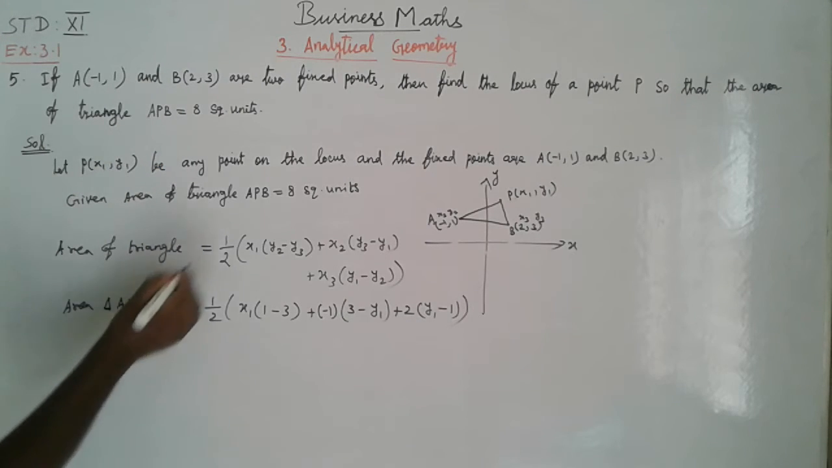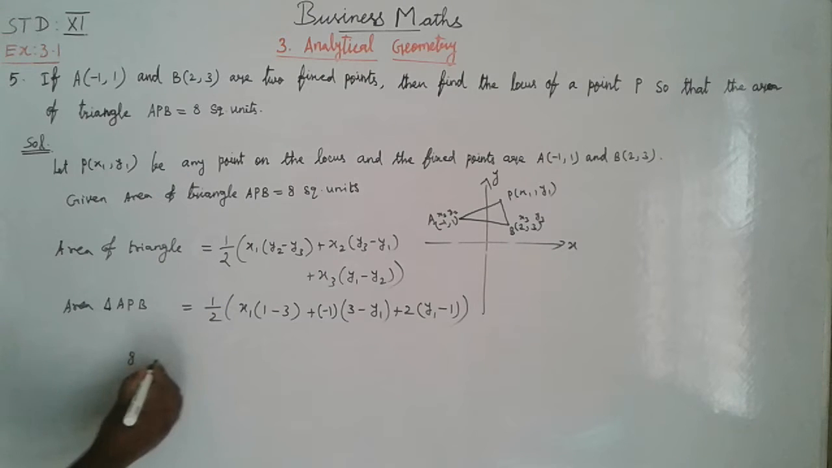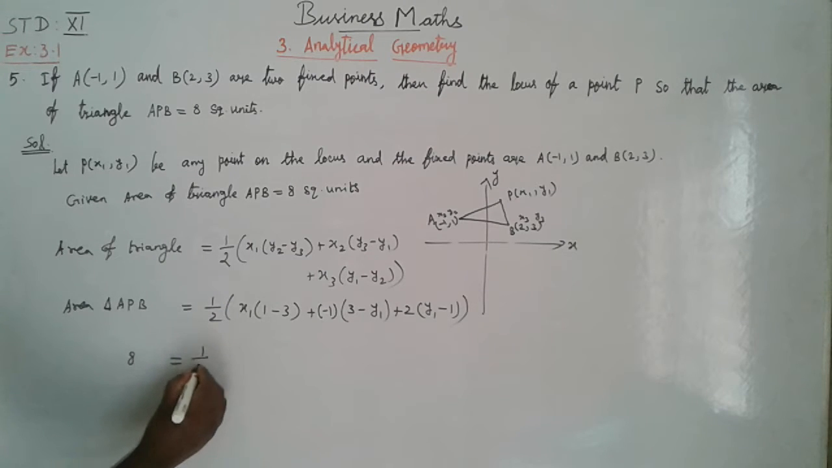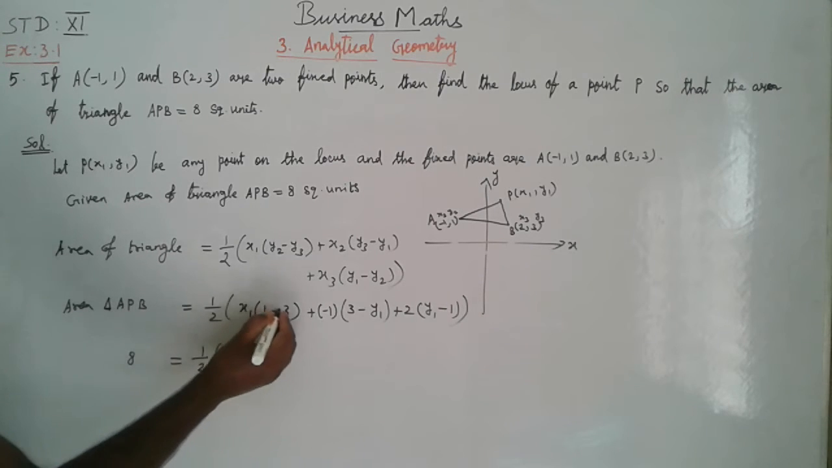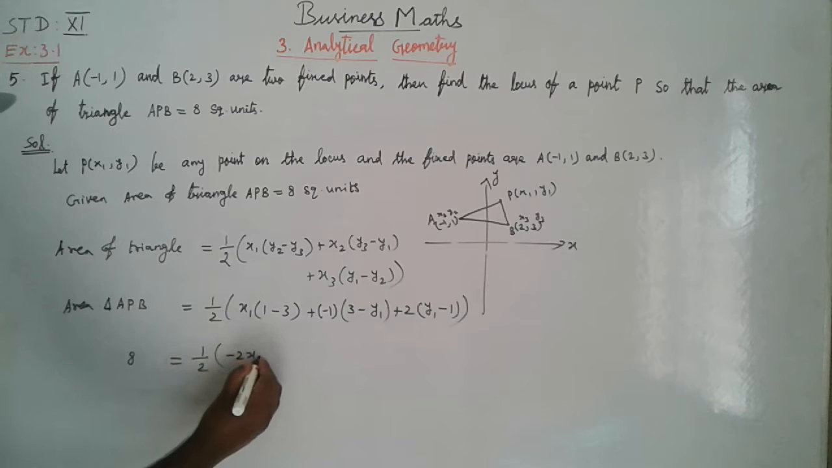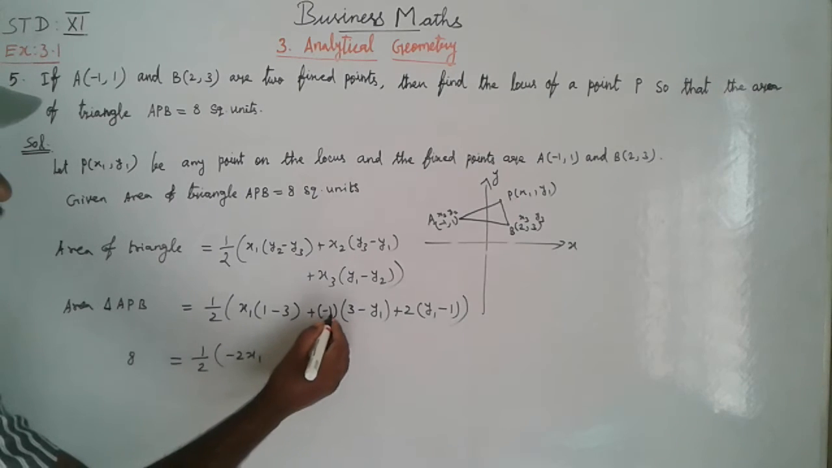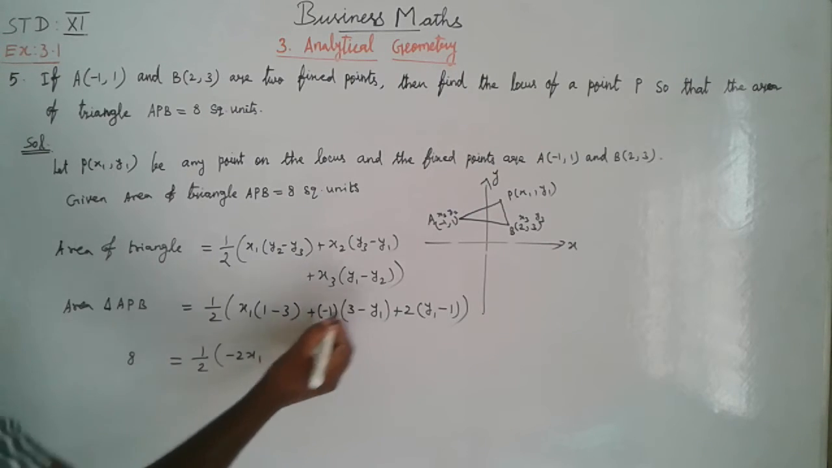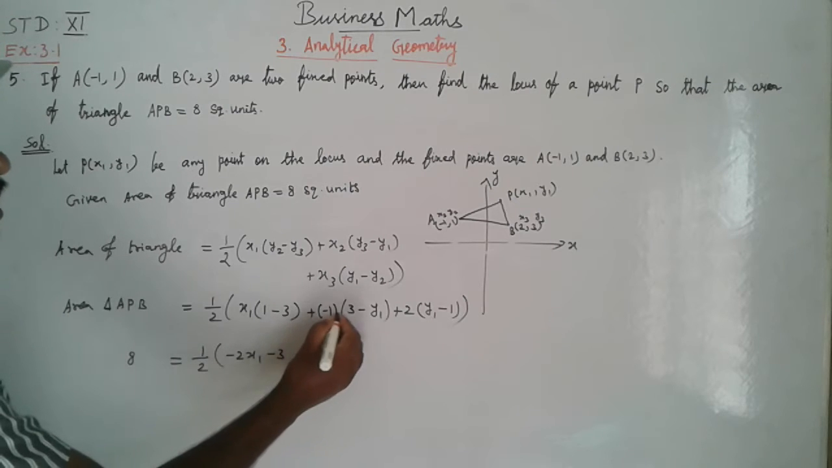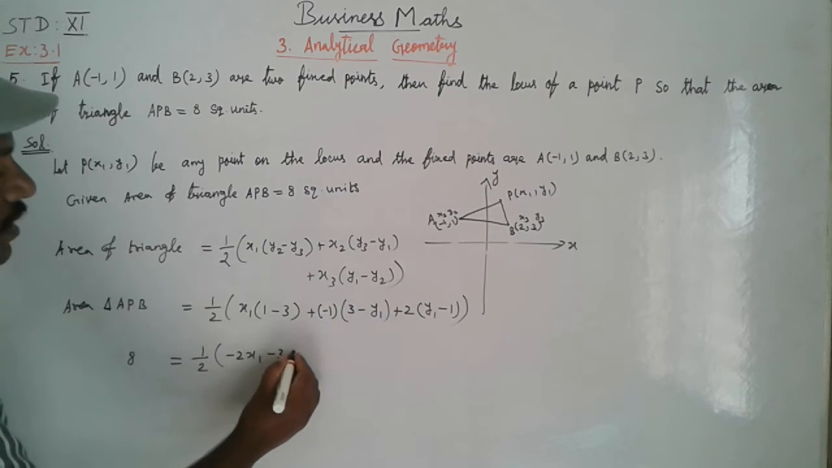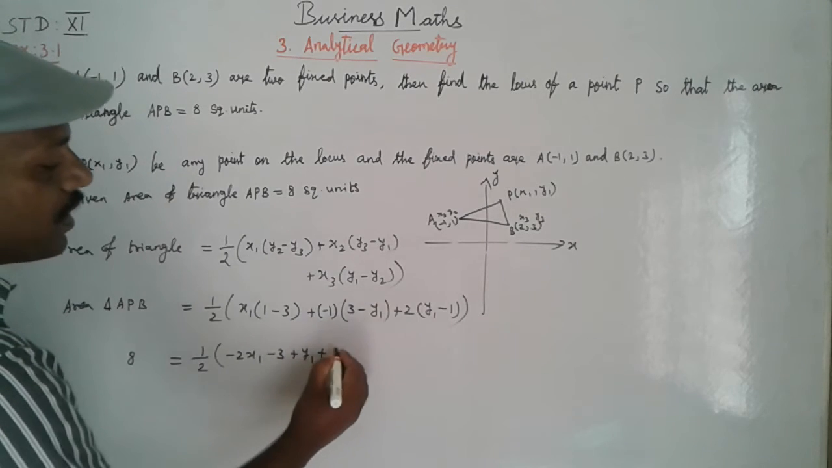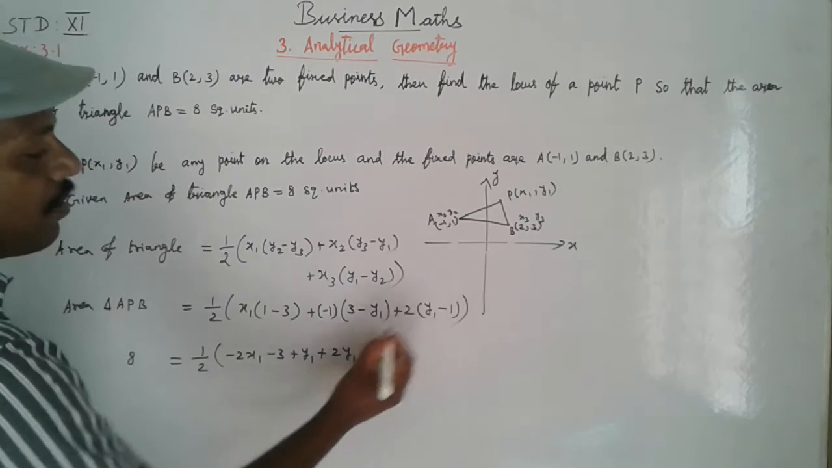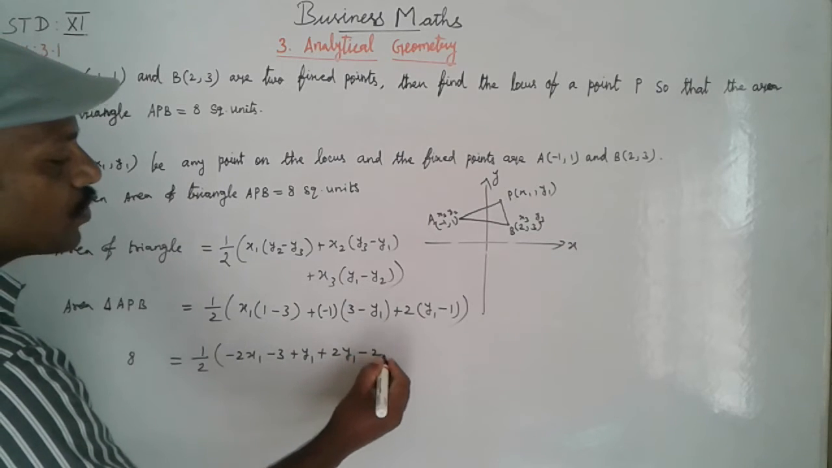So the area of triangle APB is given as 8 square units. 8 equals 1 by 2 into 1 minus 3 is minus 2, minus 2 into x1 is minus 2x1, plus minus 1 into 3 is minus 3, minus into minus plus 1 into y1 is y1, plus 2 into y1 is 2y1, 2 into minus 1 is minus 2.